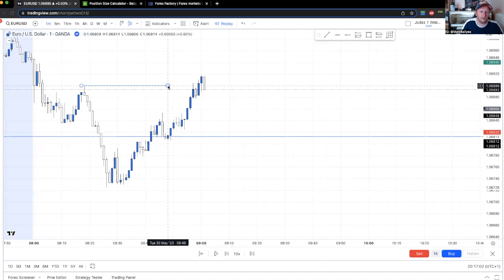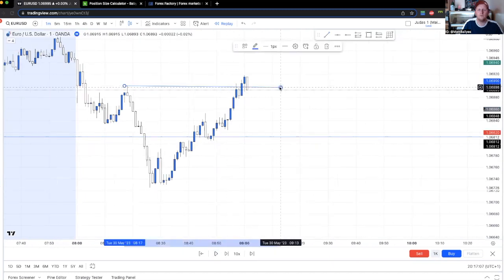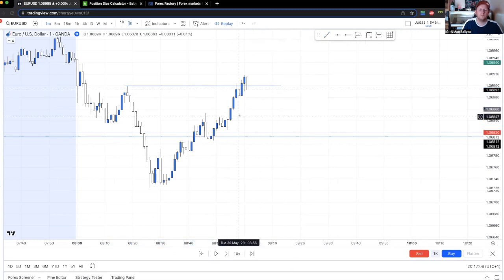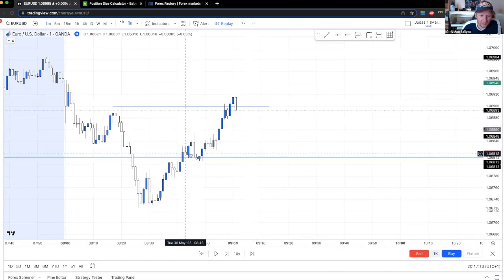There we go. So price has now swept this level right here. So what we're going to be doing, we're going to be looking for a fair value gap. And the fair value gap we're going to be looking for is the one furthest away from the way the price got swept. And that's all the way down here. I think we've got a small fair value gap right there. So let's mark that out with our buy tool.